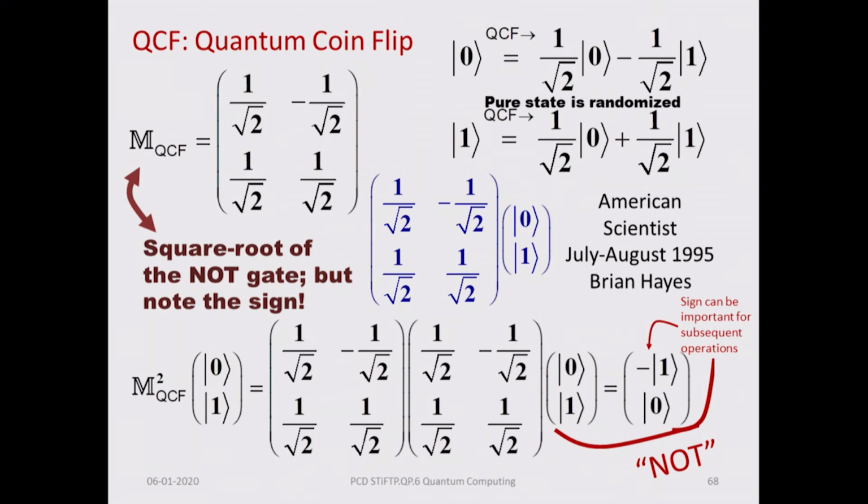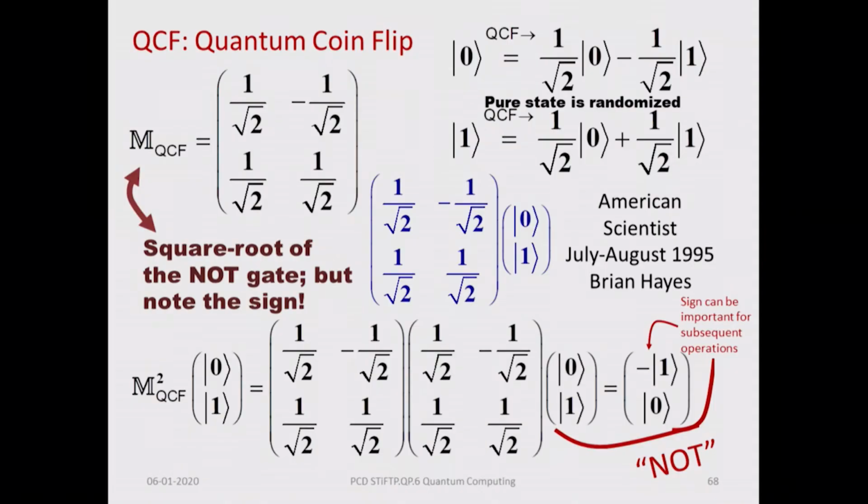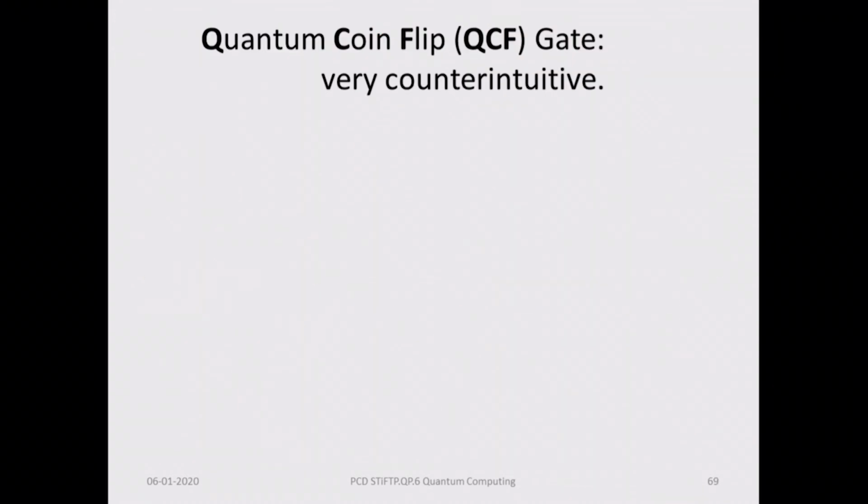So you started with a pure state, and you get a superposition of the two pure states, the qubit 0 and the qubit 1, right? So you have randomized it. But when you do it twice, you get 1 and 0, and this is completely deterministic. This is amazing. There is absolutely no classical analog for this. Okay? There is absolutely no classical analog, which is why it is a very counterintuitive gate.